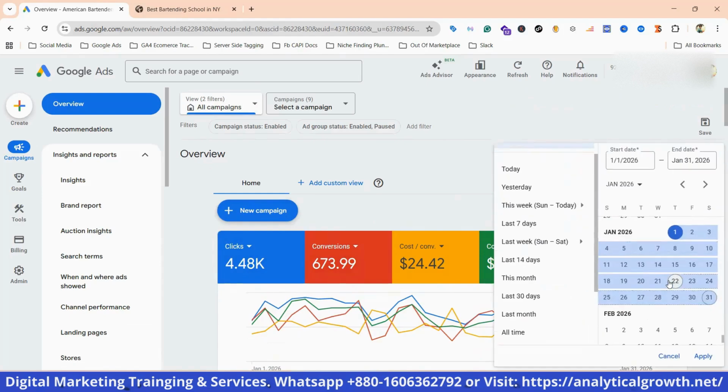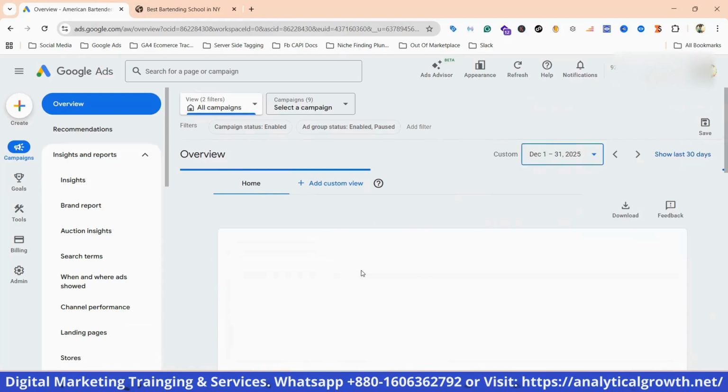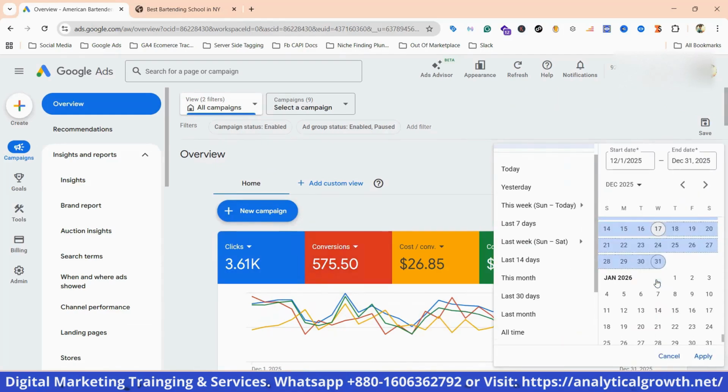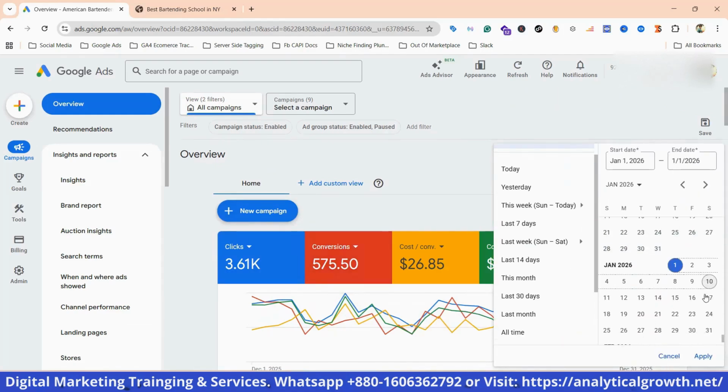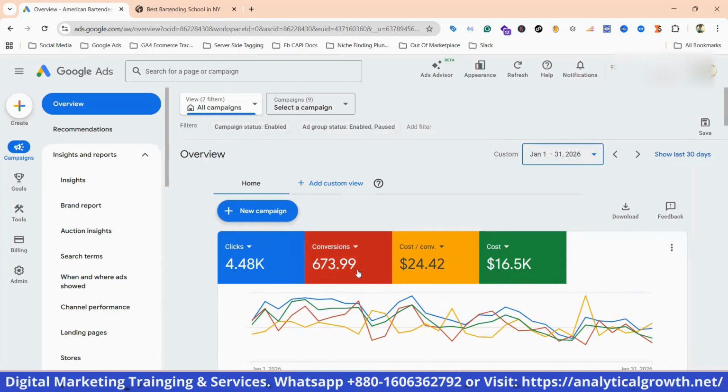Let me show you. So December 31, the conversion volume was 575, and in January it increased to 674. So more than 100 conversions increased, and the cost per conversion has reduced.